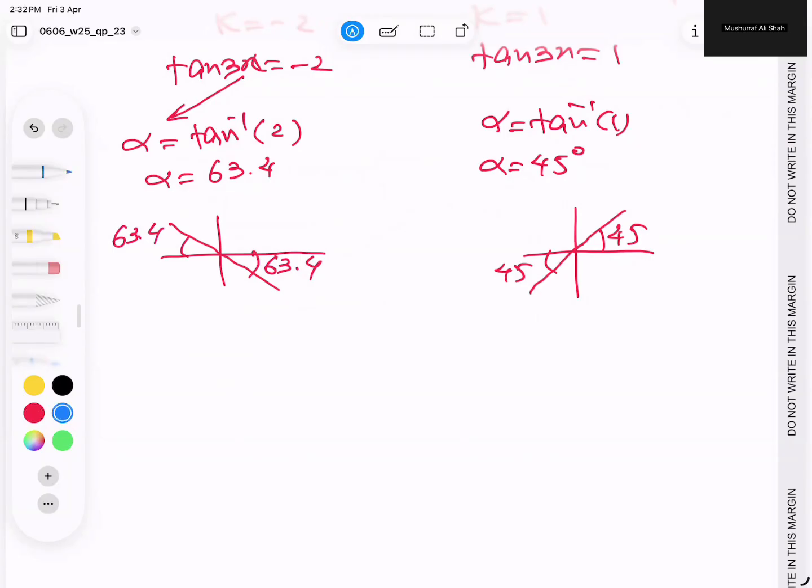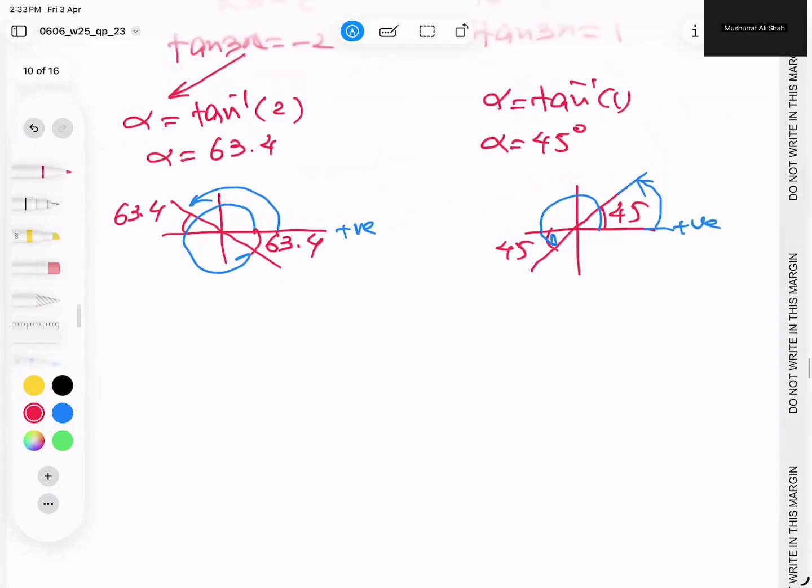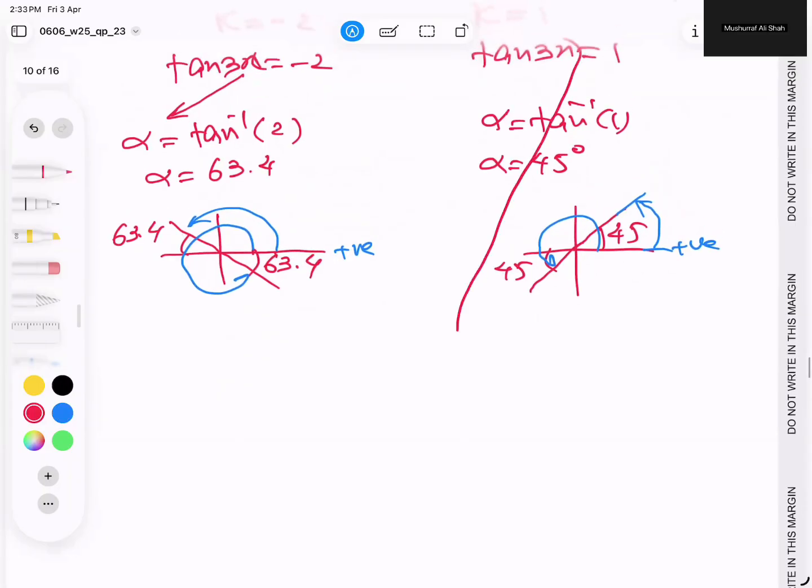So what about this 63.4 here and 63.4 here? Every time, what is the rule of measurement? Start from the positive x-axis, till the line, move anti-clockwise. So this and this. And what about alpha here and this? What about this and this? So first of all, if I get this angle here, I'll bring back this 3x and have a look. 3x is equal to the first answer 45, the second is 180 plus 45.